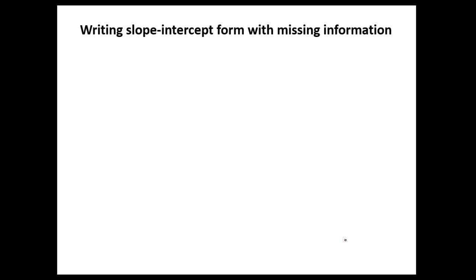Alright, so now we're going to talk about writing the slope-intercept form of a line when we have missing information. So this is where it gets a little bit tricky, so you're really going to have to pay attention.